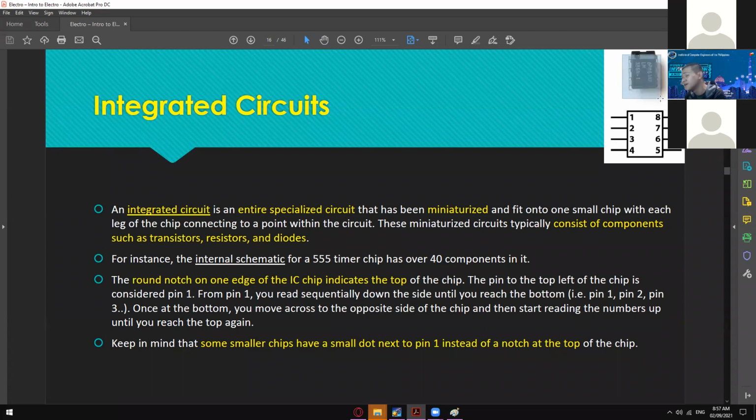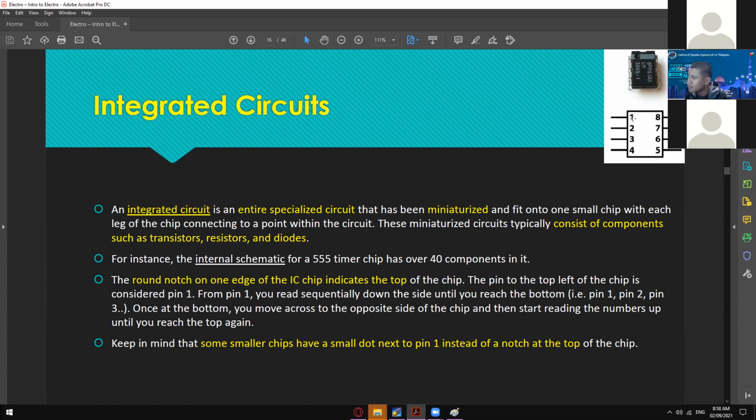555 timer chip, but I guess the 555 timer is larger than this one, because this is an LM8610, so this is a different IC. But anyway, as you can see, it has legs on both sides, left and right. So they have a meaning.